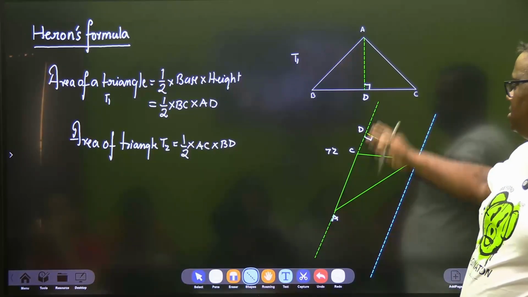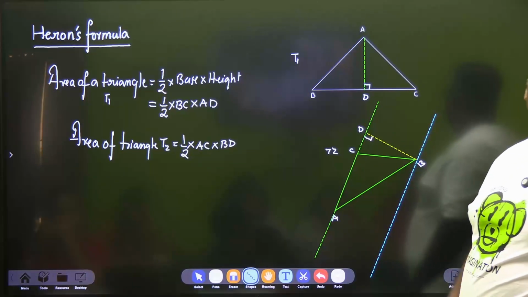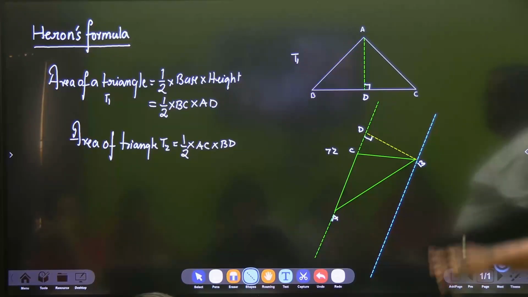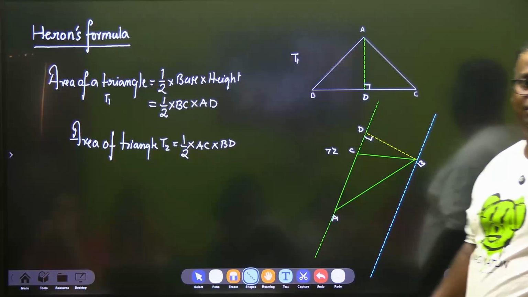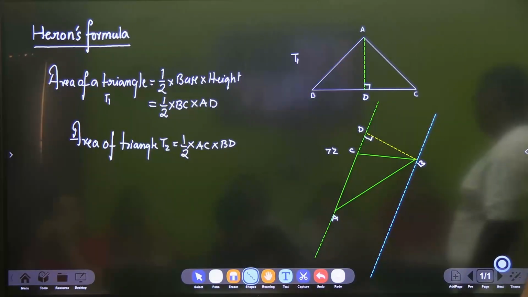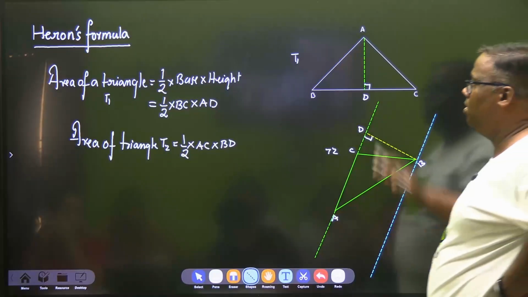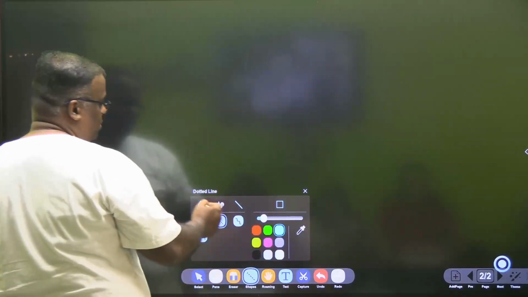Between two rails, perpendicular. From here, draw a 90 degree. ठीक, चलिए। So this is our conventional form of area of a triangle. Now some more concepts about triangle. Let's see some concepts about triangle.